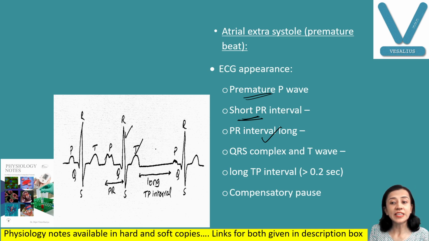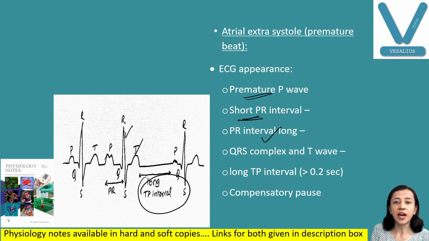The cardiac rhythm is shifted and has got reset. We have a long TP interval. Why? Because of this extrasystole, there is a compensatory pause: the next beat cannot stimulate the cardiac tissue because the tissues are in the refractory period. So there is a compensatory pause. And what is the significance? This atrial extrasystole may occur normally sometimes, and the patient may or may not be aware of it.